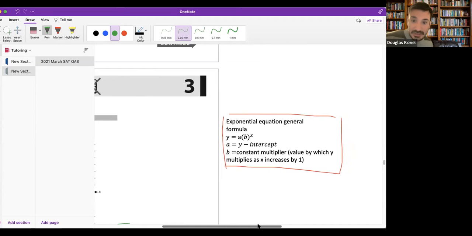All right, so number 13 deals with exponential equations. First, I just want to give you the formula for exponential equations generally. This is going to be helpful on both questions 13 and 15. So you can think of y is equal to a times b to the x.